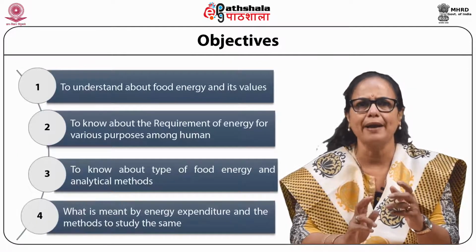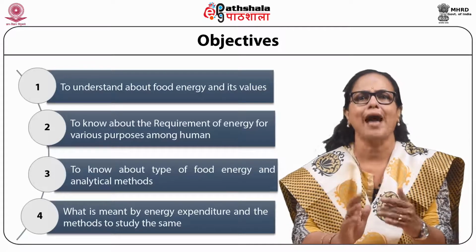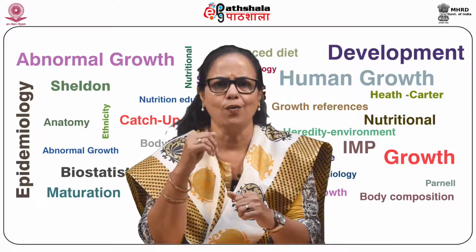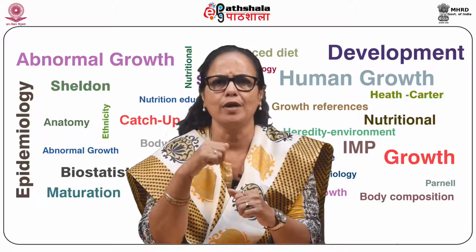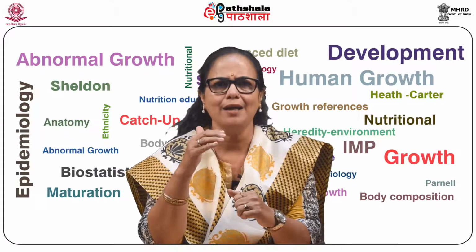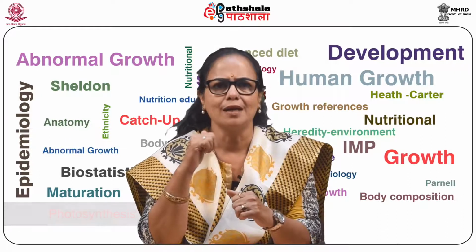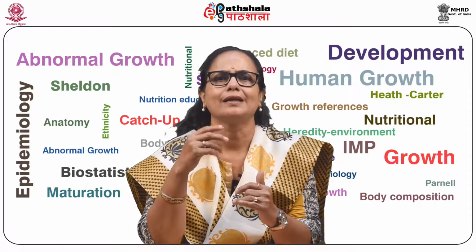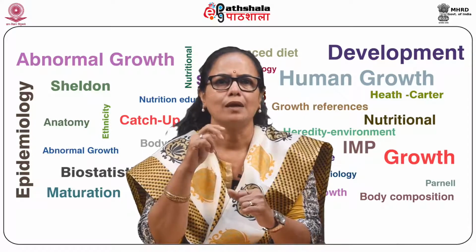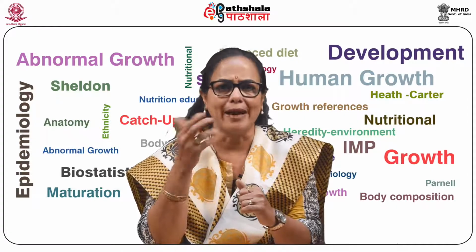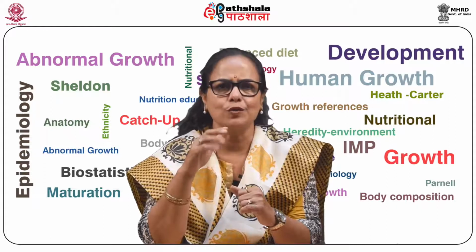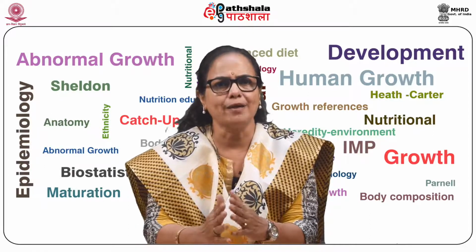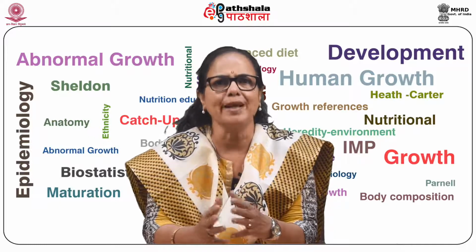What is meant by energy expenditure and the methods to study the same. As you know, green leaves make food using sunlight during photosynthesis. The energy stored in the food is known as the chemical energy. The energy stored gets converted into muscular energy when we eat it. This is by the process of respiration.